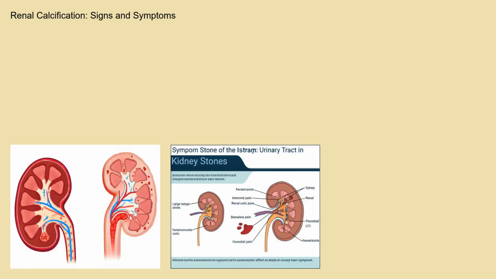The signs and symptoms of renal calcification can vary depending on the size and location of the stone. Small stones may pass unnoticed, causing no symptoms at all. However, larger stones that obstruct the urinary tract can cause excruciating pain, often described as the worst pain imaginable. This pain, known as renal colic, typically starts in the flank and radiates down to the groin.